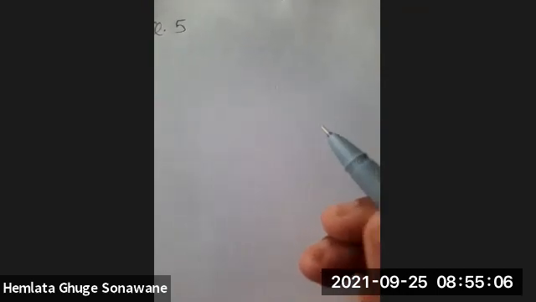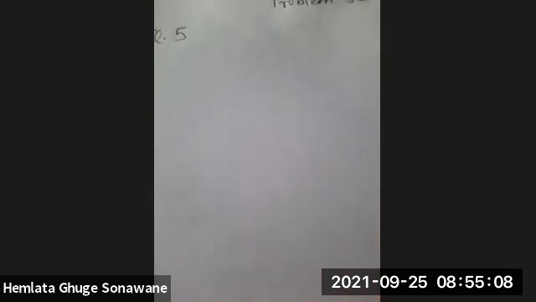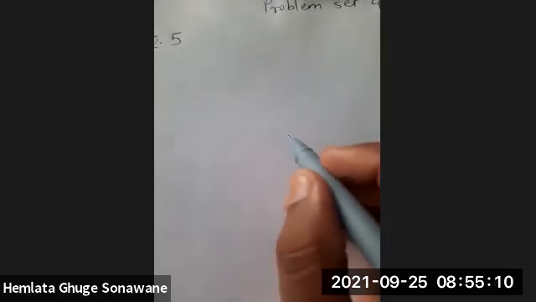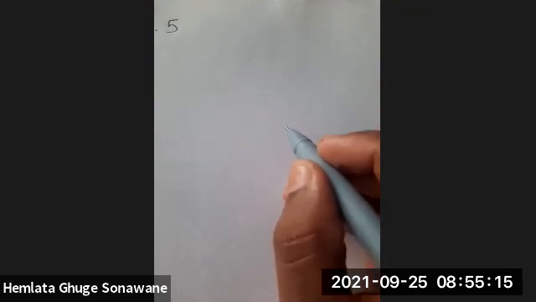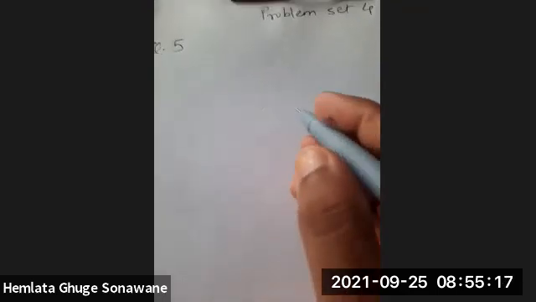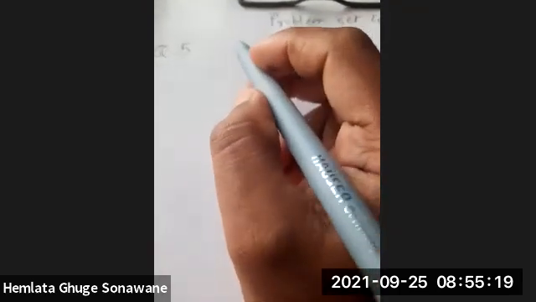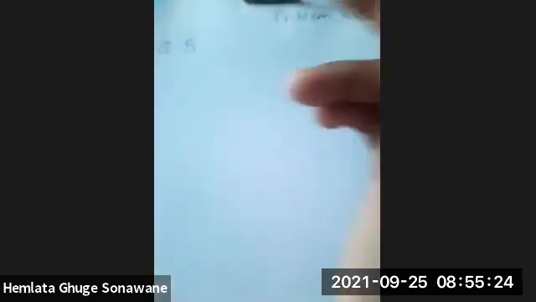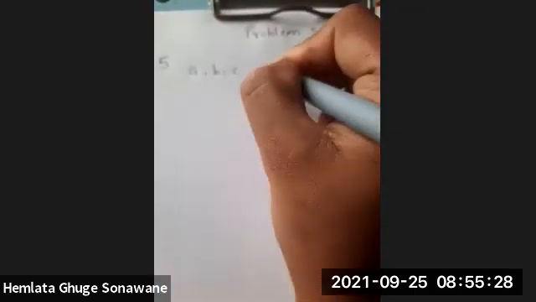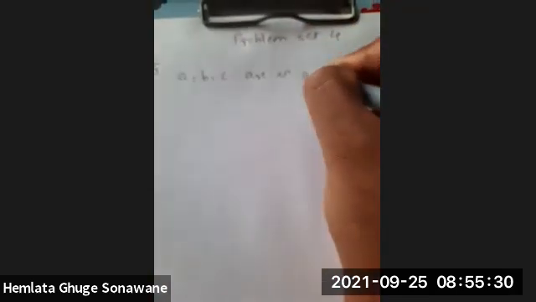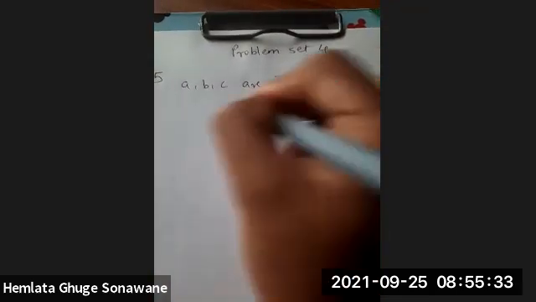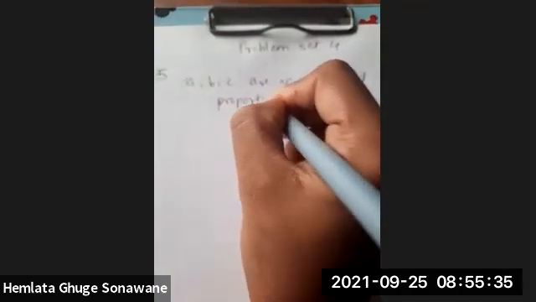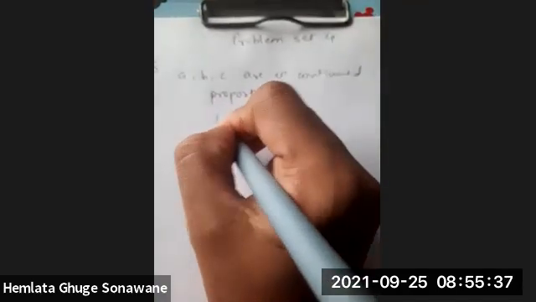Question number 5. A, B, C are in continuous proportion. If A is equal to 3 and C is equal to 27, then find B. In the question itself, it is said that A, B, C are in continuous proportion. And we know that if A, B, C are in continuous proportion, then B square is equal to A times C.